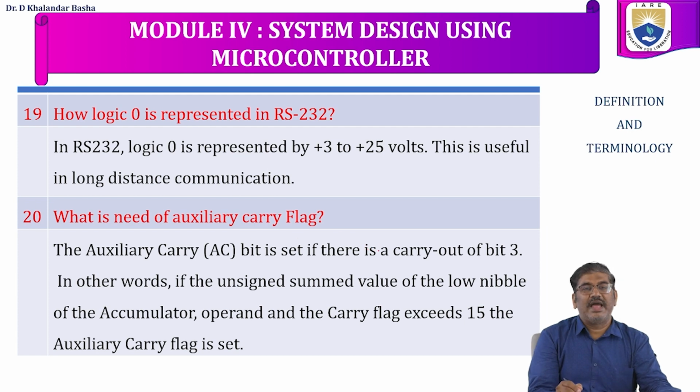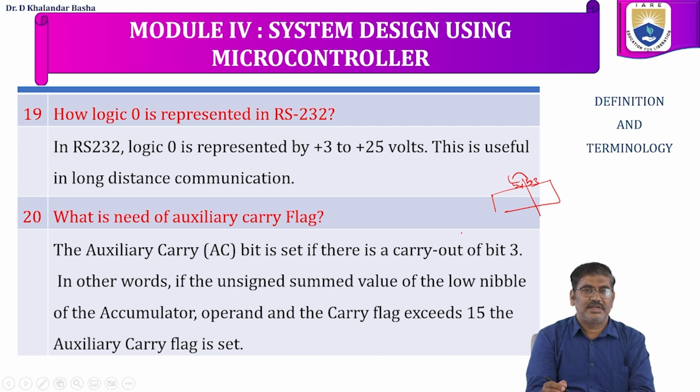What is the need of the auxiliary carry flag? The auxiliary carry flag AC bit is set if there is a carry out of the lower nibble, that is, a carry from bit 3 to bit 4. Otherwise, we can say that if the unsigned sum value of the lower nibble of the accumulator operand and the carry flag exceeds 15, the auxiliary carry flag is set.